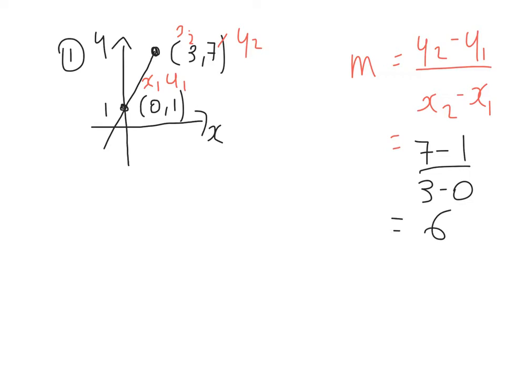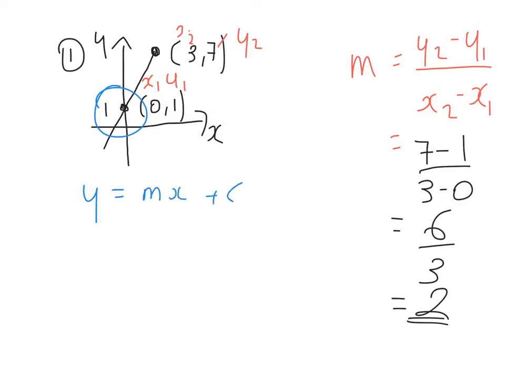Seven minus 1 is 6. 6 over 3, the gradient of the line is 2. Remember the point at which I cross the y-axis gives me the y-intercept, which is 1. So c is equal to 1. So I've got the gradient m is equal to 2, c is equal to 1. And I can now write the equation of the straight line. So it's y equals mx plus c and y equals 2x plus 1.